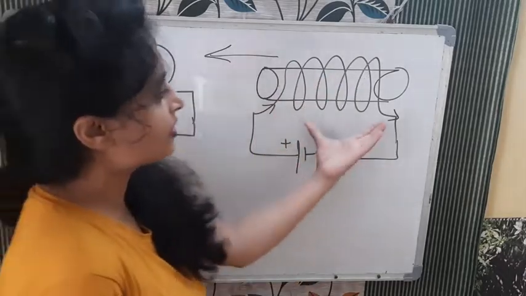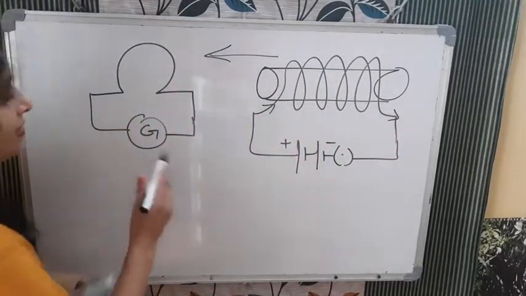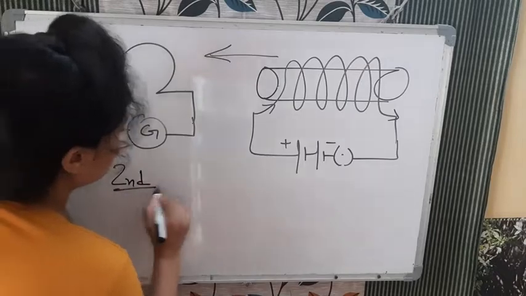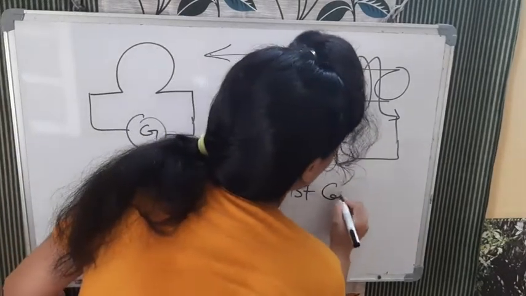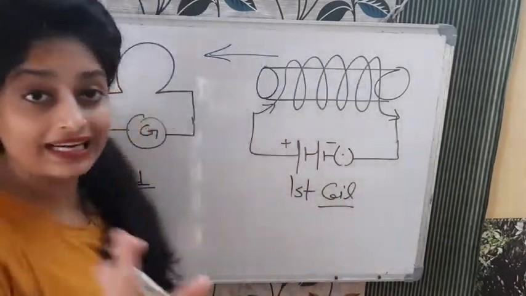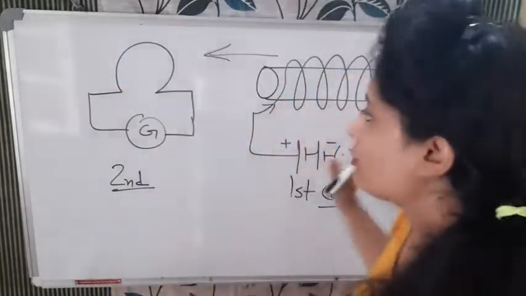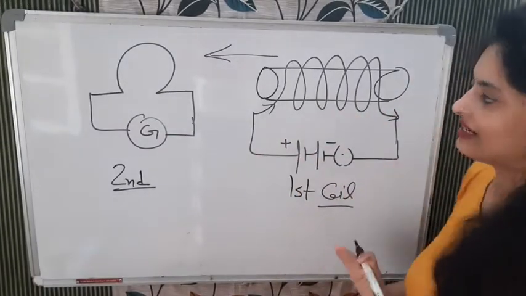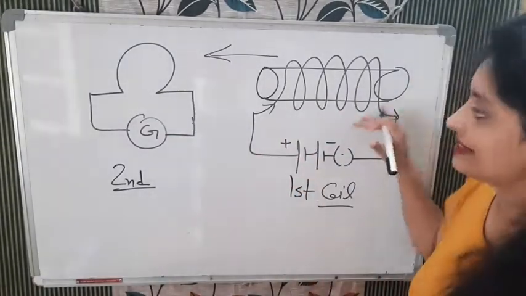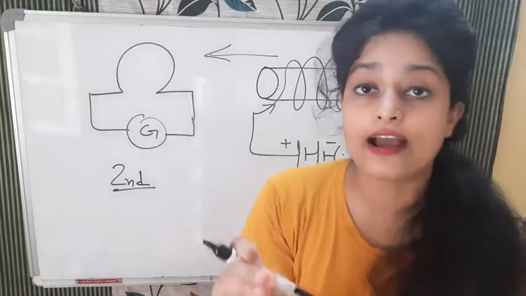Either we are moving this coil towards this coil. This is for example second coil I am saying, and this is first coil. So again there should be relative motion of first coil with respect to second, or second coil with respect to first one. There should be relative motion, and when there is relative motion, till now we studied that current carrying conductor have magnetic field.